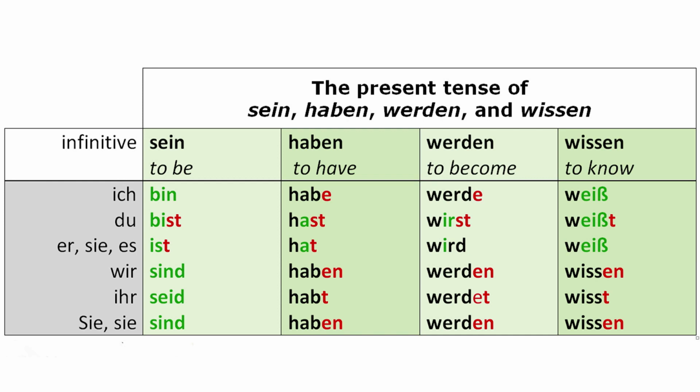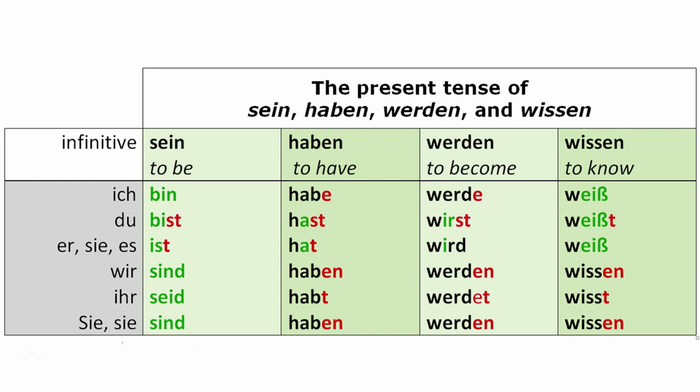Now we are going to learn to become, werden. So it is: ich werde, du wirst, er wird, sie wird, es wird. Wir werden, ihr werdet, sie werden. Okay?